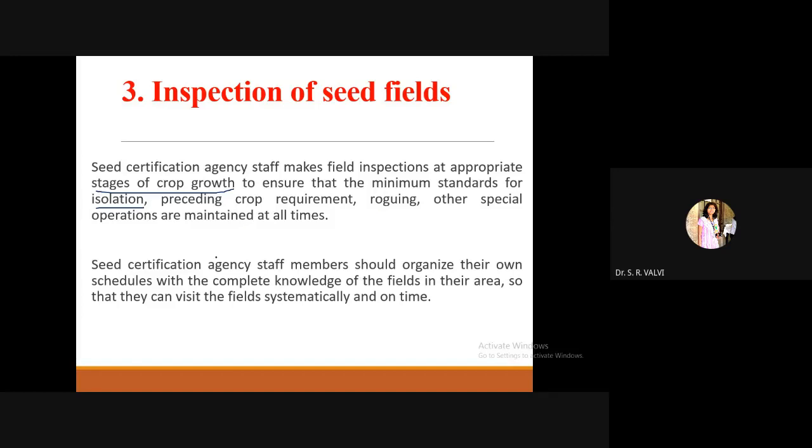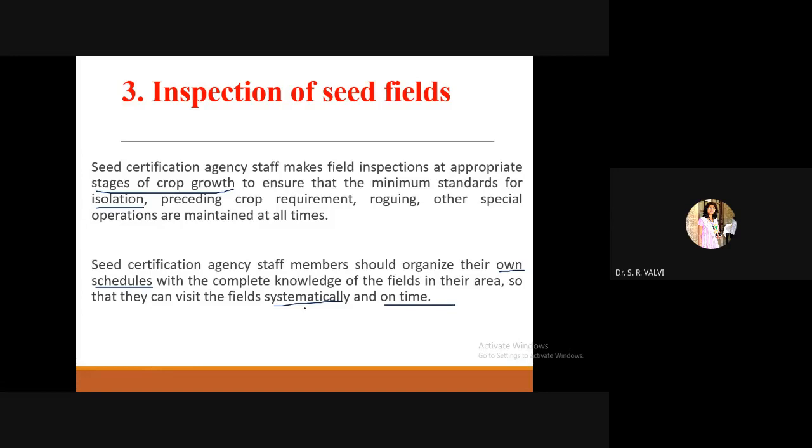Next, seed certification agency staff members should organize their own schedule. A very important point. The schedule is not as per the grower or the farmer. Agency staff members should organize their own schedule with complete knowledge of the fields in that area so that they can visit the fields systematically and on time. Systematic visits and on time means at particular stages of crop growth.